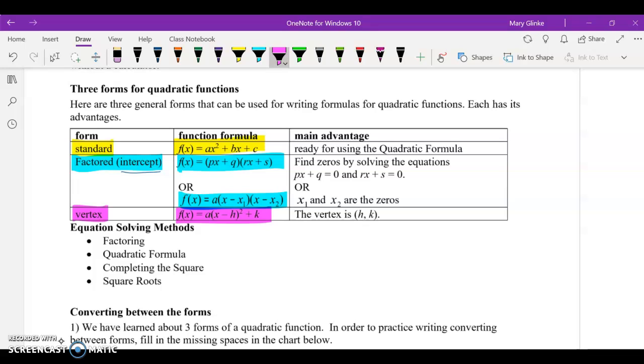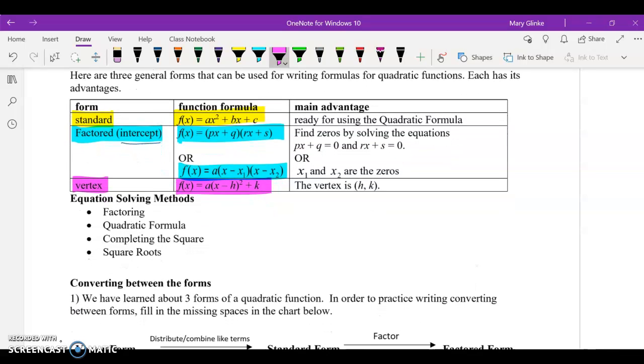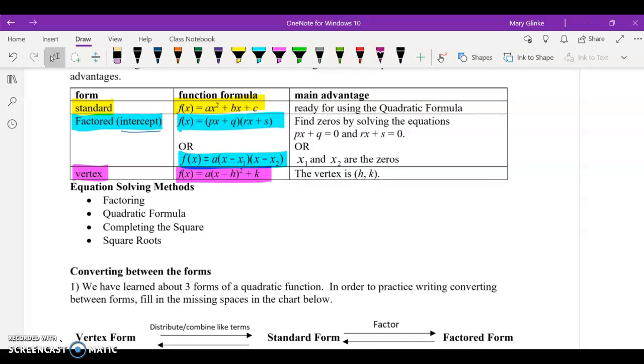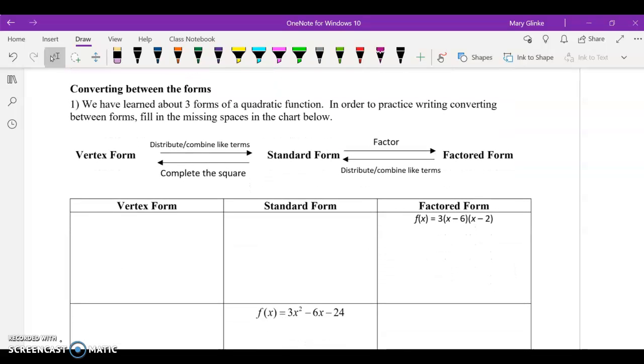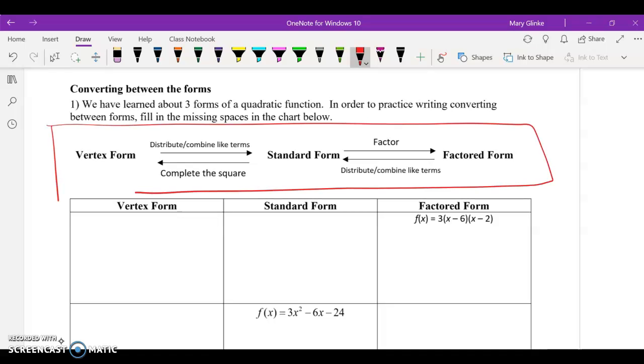So today what we're going to do is talk about how we can go in between those three different forms and convert between them so that we can either graph or solve or check our answers using various means. So this chart right here in the middle is going to help us get back and forth between the different forms. So given something in factored form, we can go to standard or vertex form by following the steps here. For factored form, we'd have to distribute to get it in standard form, and then we'd have to complete the square to get it in vertex form.